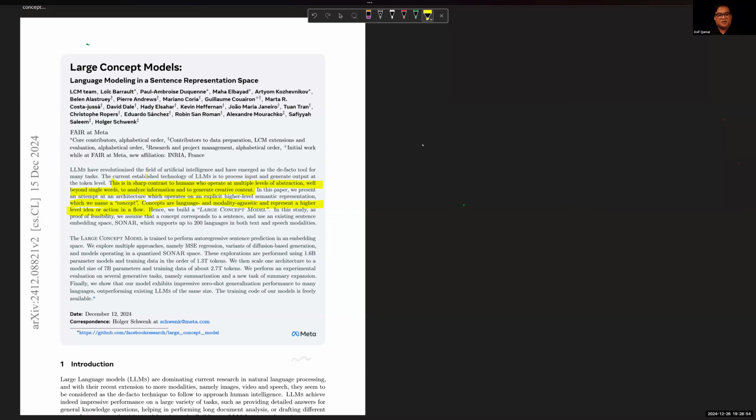Hence, we build a large concept model. In this study, as a proof of feasibility, we assume that a concept corresponds to a sentence and use an existing sentence embedding space, Sonar, which supports up to 200 languages in both text and speech modality. Now, just something to mention. This is a research paper that opens a door. It says, is this idea even feasible? And they show that even a minimal implementation of it using a pre-existing sentence encoder, Sonar, does validate the idea.